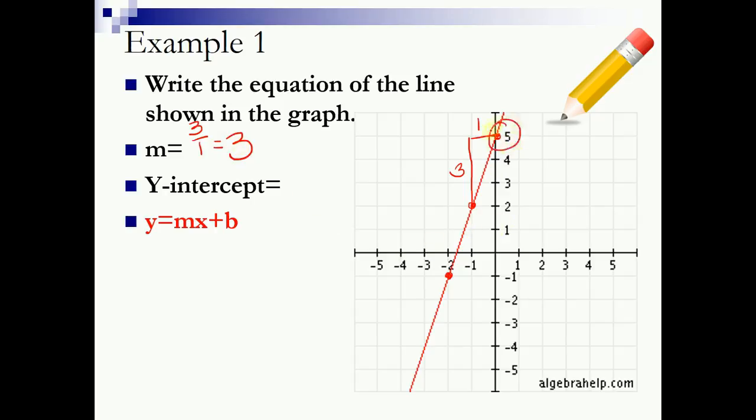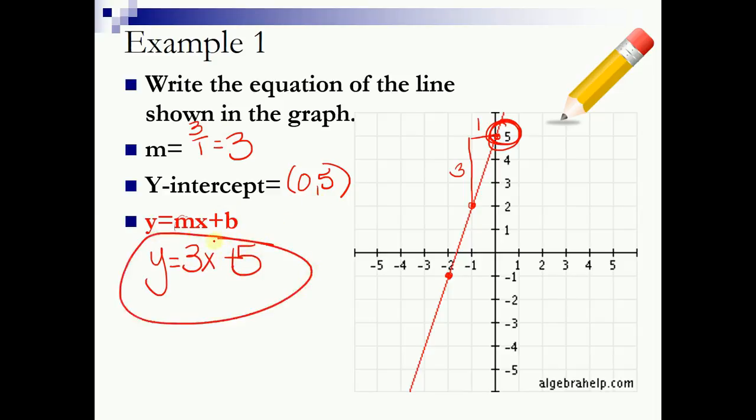My y-intercept is right here at the point (0, 5). So my equation of my line is y equals my slope, which is 3x plus 5. Y equals 3x plus 5 is the equation of my wonderful, beautiful, awesome line.